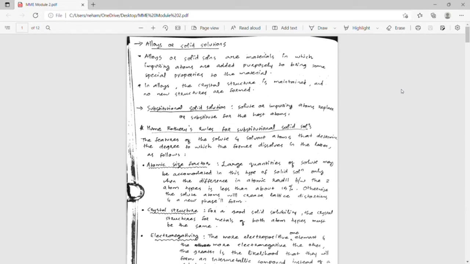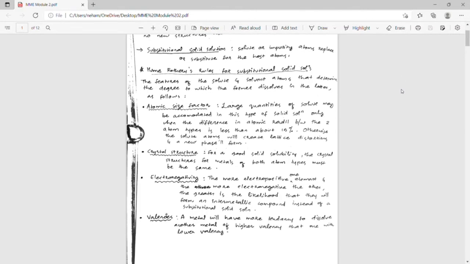In substitutional solid solution, solute or impurity atoms replace or substitute for the host atoms. Hume-Rothery's rules for substitutional solid solutions: the features of the solute and solvent atoms that determine the degree to which the former dissolves in the latter are as follows. Atomic size factor. If the difference between the radii of the two atoms is less than about 15%, the greater is the chance for larger quantities of solute to be accommodated in that type of solid solution. Otherwise, the solute atoms will create lattice distortions and a new phase will form.